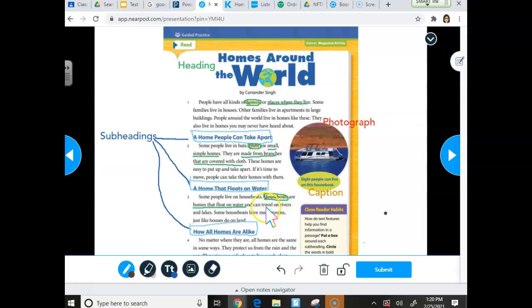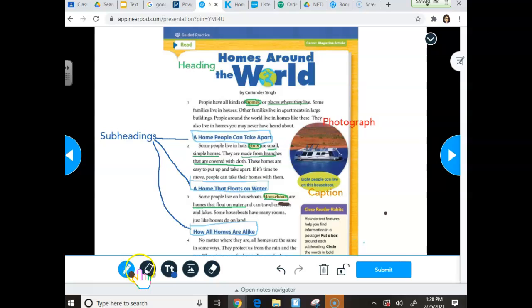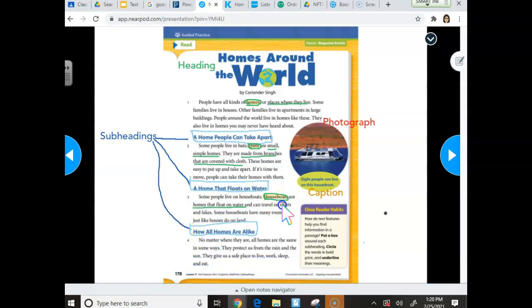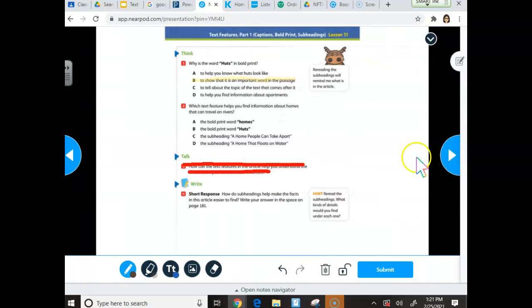Can travel on rivers and lakes. Right here it tells about it. So which one is it? All right, is it the bold print houseboats? No, what is it? A home that floats on water. That's going to give you the clue to your answer.